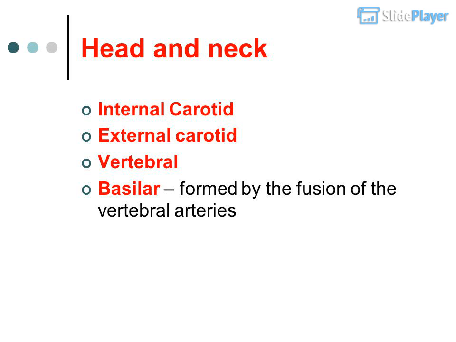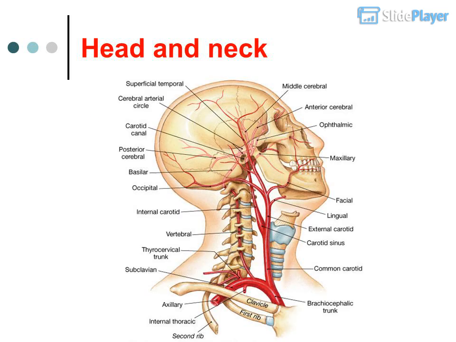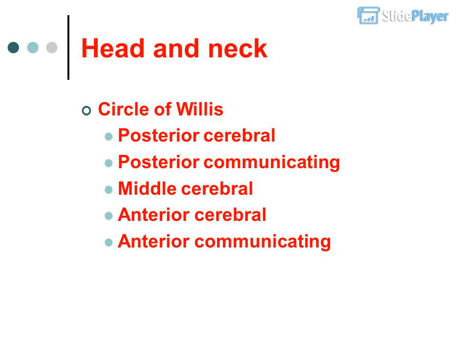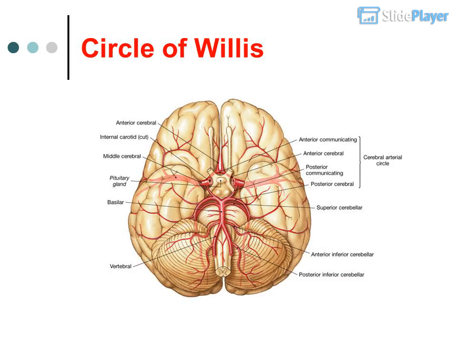Head and neck. Internal carotid, external carotid, vertebral. Basilar, formed by the fusion of the vertebral arteries. Circle of Willis: posterior cerebral, posterior communicating, middle cerebral, anterior cerebral, anterior communicating.